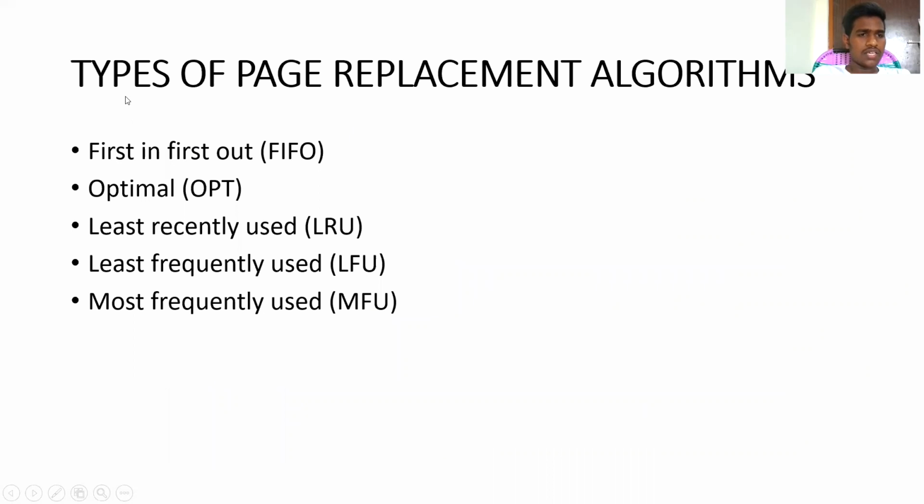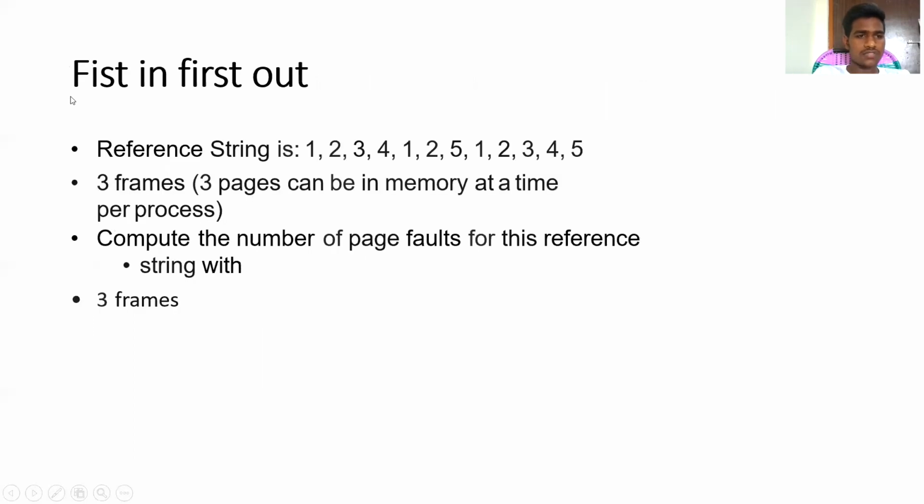Here there are mainly five types of page replacement algorithms: first in first out, that is FIFO, optimal, least recently used, least frequently used, and most frequently used. Here we will mainly discuss these three: FIFO, optimal, and least recently used. First, let's go with first in first out.